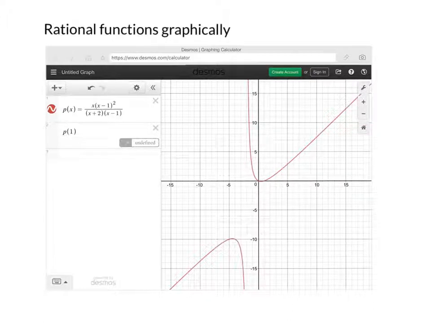When I do that, if I scroll around and see if I can find this point again, 1 undefined is still there. So 1 undefined.